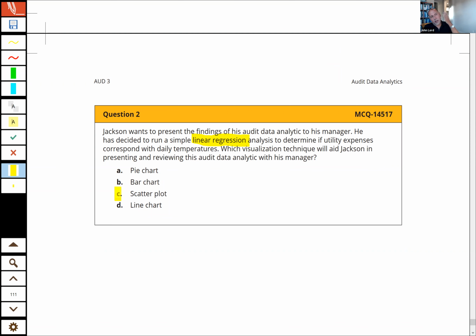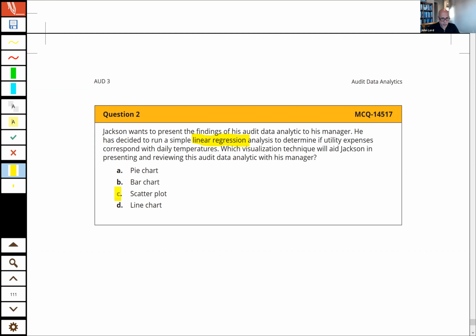But let's back up and say you forgot that flashcard. Linear regression is the comparison of an independent variable, like the weather, to a dependent variable, like energy usage, and seeing if there's some sort of correlation. That's what was going on here.